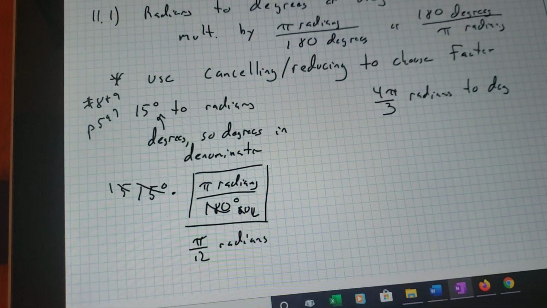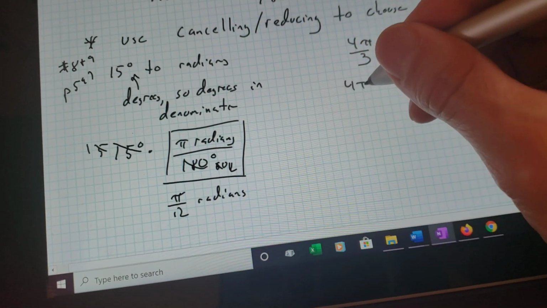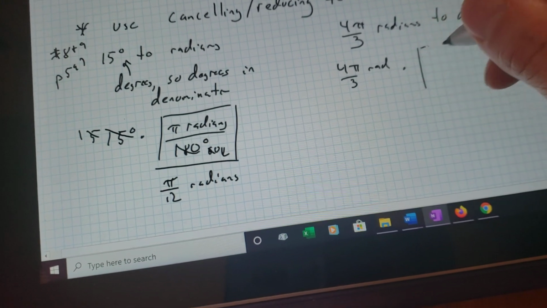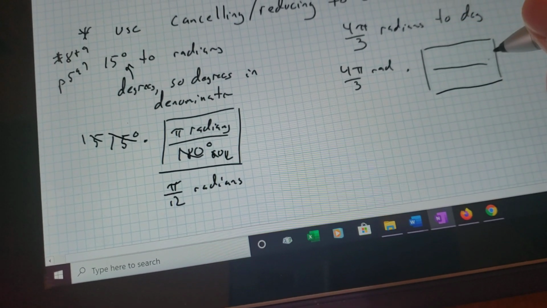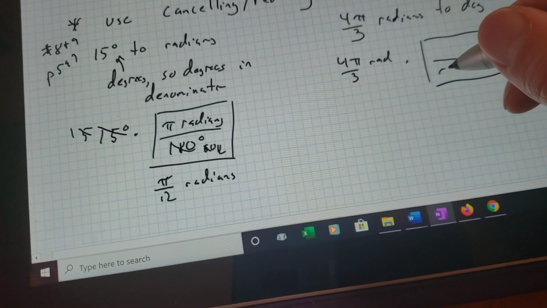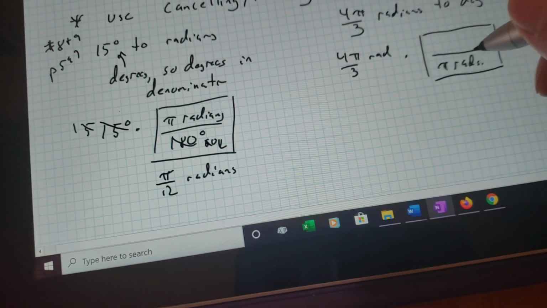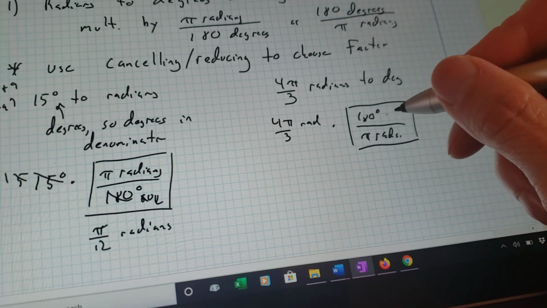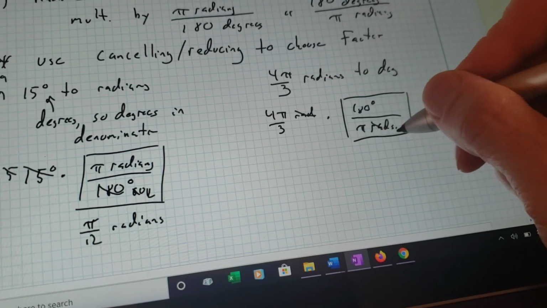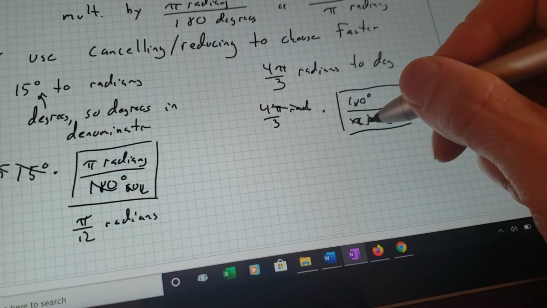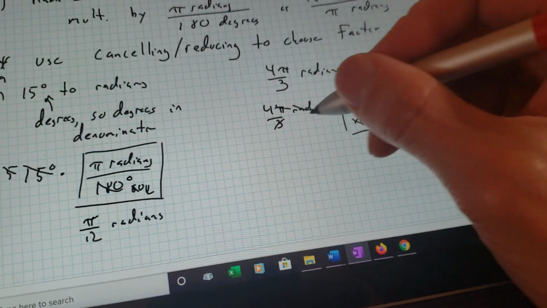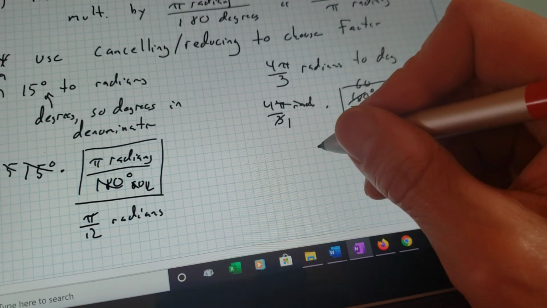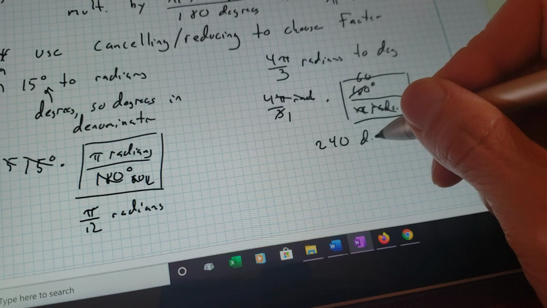So this one I want to go radians to degrees, so I got 4 pi over 3 radians. What do I multiply it by? Well, I want to cancel out the radians. I want to leave the degrees, so I need to have pi radians down here and 180 degrees up here. The radians cancel out. The pi's cancel out. 3 and 180 reduced to 1 and 60. I got 4 times 60. That's going to be 240 degrees.